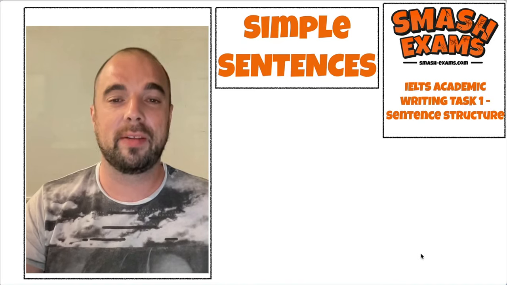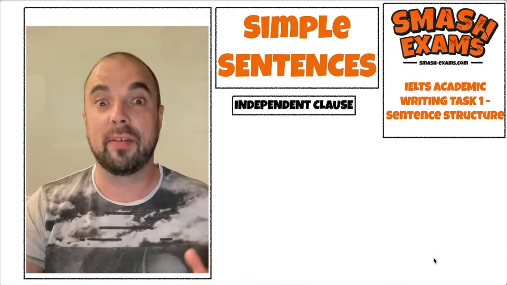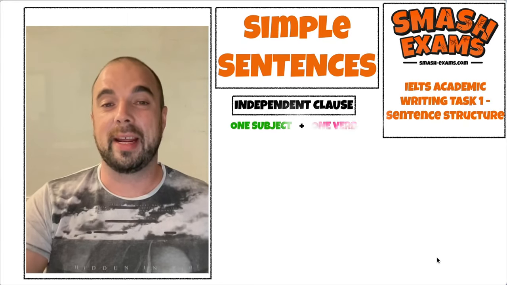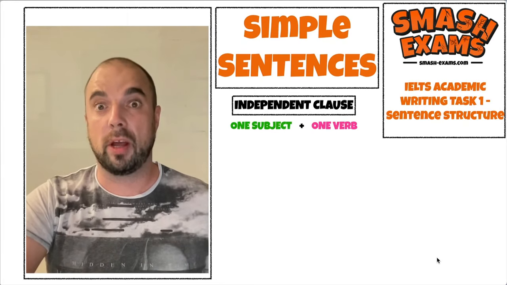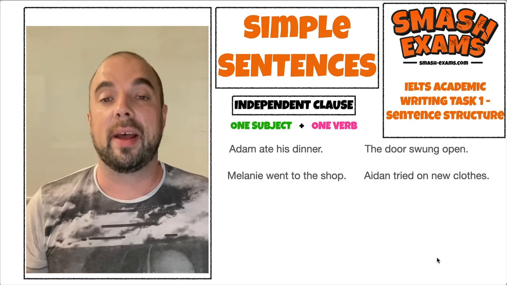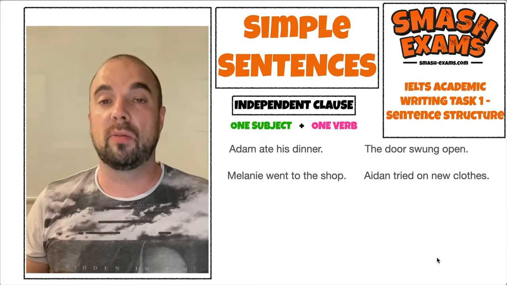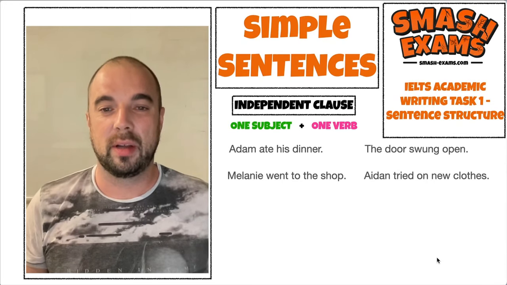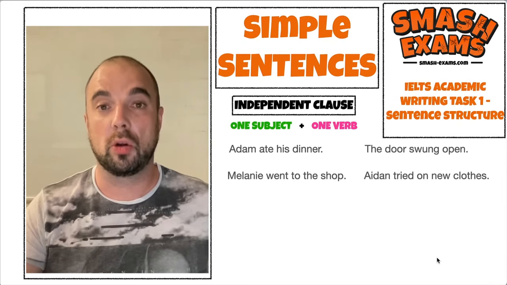The first thing you need to know is that a simple sentence is an independent clause, which means it is a complete thought and it includes one subject and one verb. Let's look at some examples. Adam ate his dinner. The door swung open. Melanie went to the shop. Aidan tried on some new clothes.